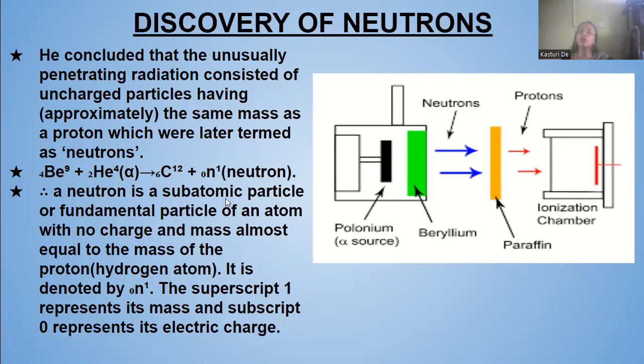So what is a neutron? It is a subatomic or fundamental particle of an atom, which has no charge but a mass almost equal to the mass of the proton or hydrogen atom. It is denoted by n with subscript 0 and superscript 1. The superscript 1 represents its mass and the subscript 0 represents its electric charge.